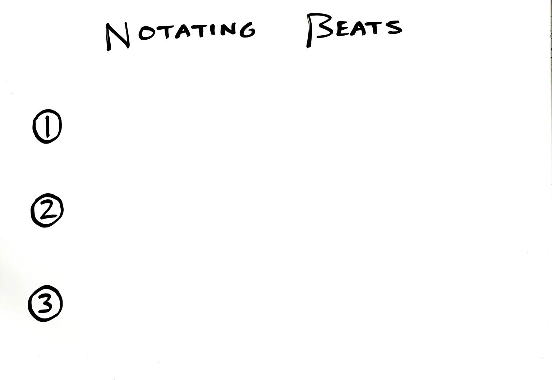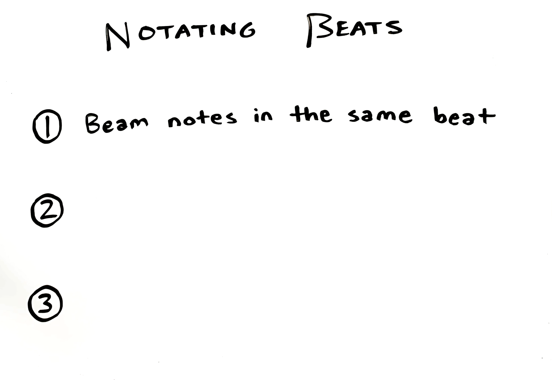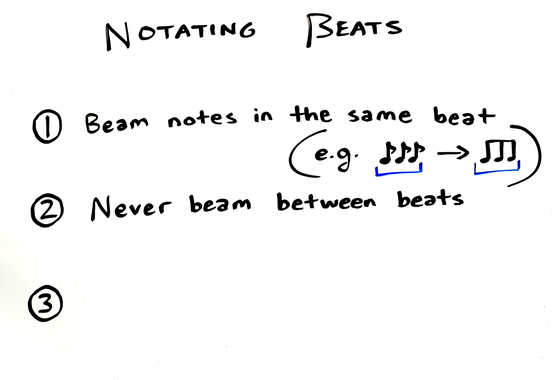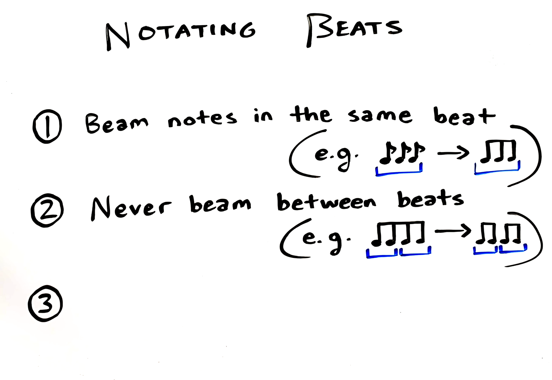There are 3 guidelines for notating beats. Guideline 1. If you have 2 notes next to each other in the same beat, beam them together if you can. Obviously, if one of the notes is a quarter note or longer, you cannot do this, but beam as much as you can. Guideline 2. Never extend a beam from one beat to another beat. Keep the beats separate.